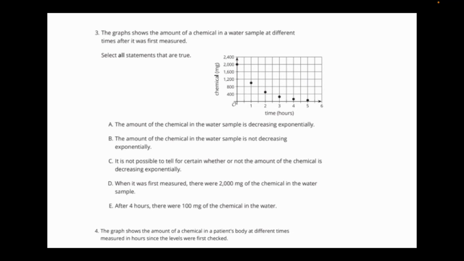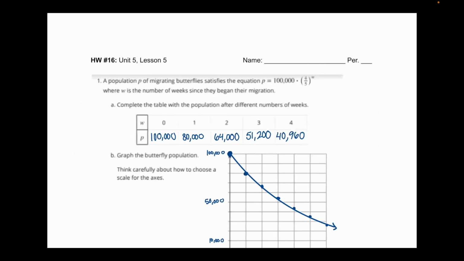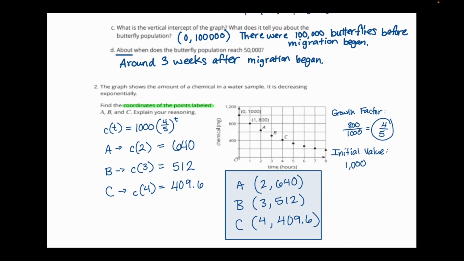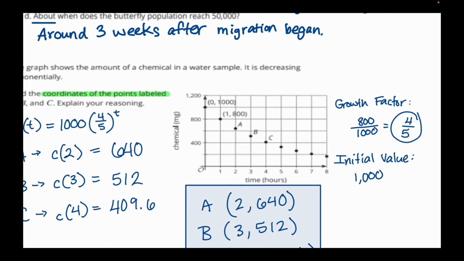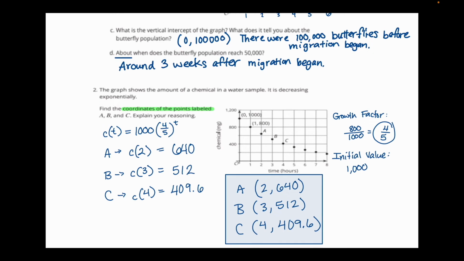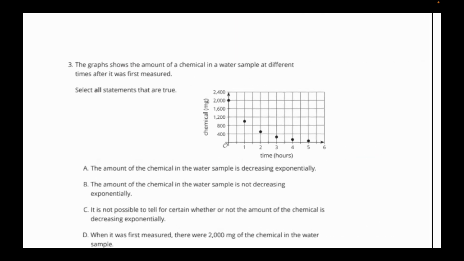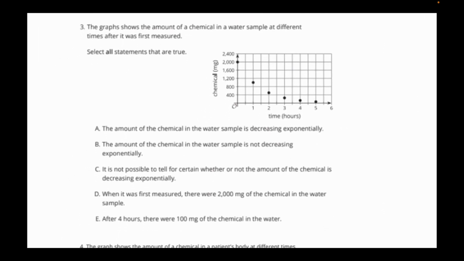When it's first measured, there were 2,000 milligrams of the chemical in the water. And after 4 hours, there were 100 milligrams of the chemical in the water. So we're just going to select what we know based on what they gave us, because if you look at these graphs, they're definitely different. Our previous one, we started at 1,000, and they did tell us it was decreasing exponentially. This one, they don't tell us, and we have to actually figure out from our graph.